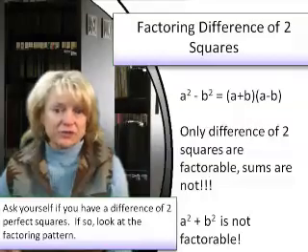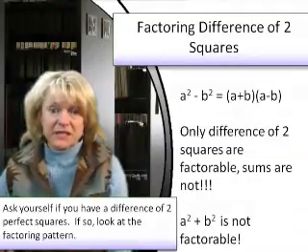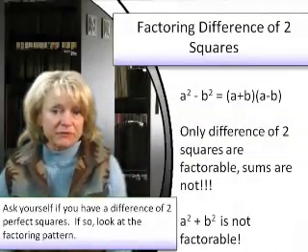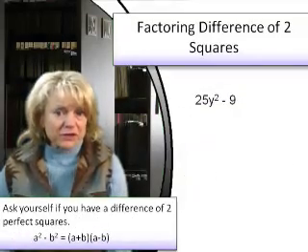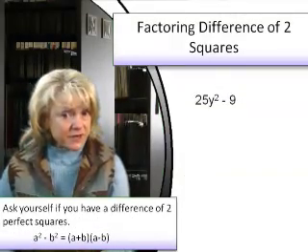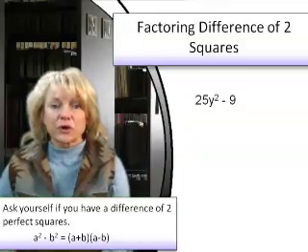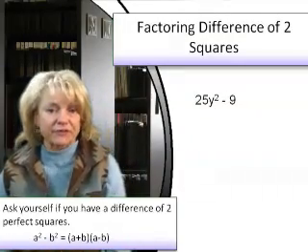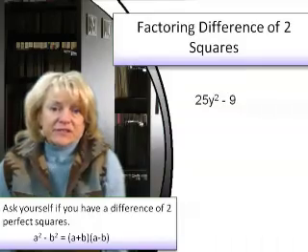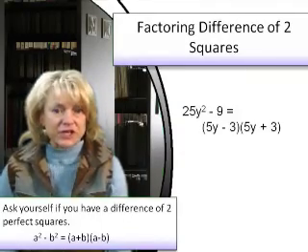Understand the differences of two squares are factorable, but not sums of two perfect squares. Since this is a difference of two perfect squares, we know that we need opposite signs in the binomials, square root of 25y squared for the first position and square root of 9 for the second. If necessary, you can FOIL to check.